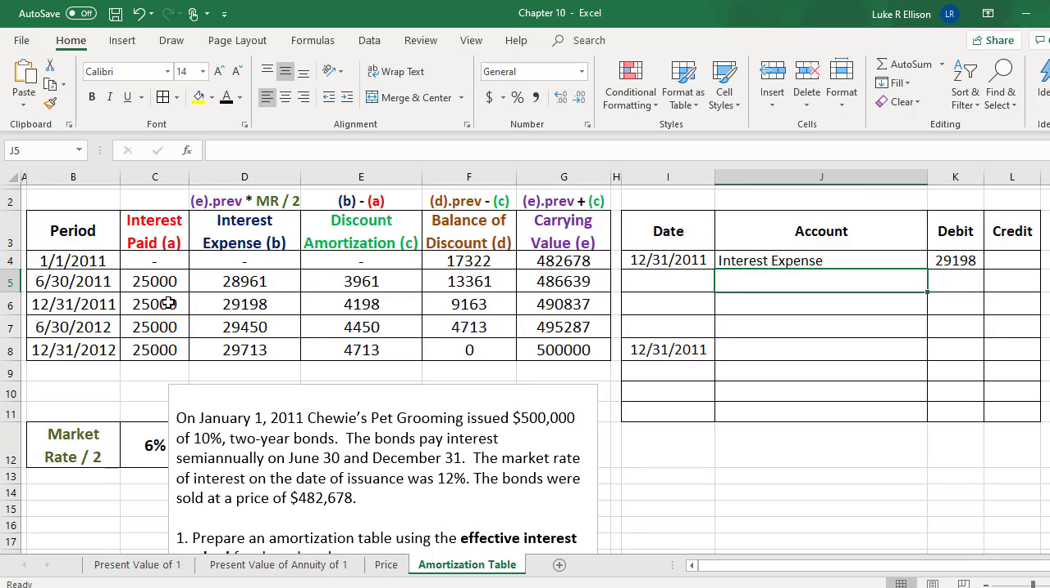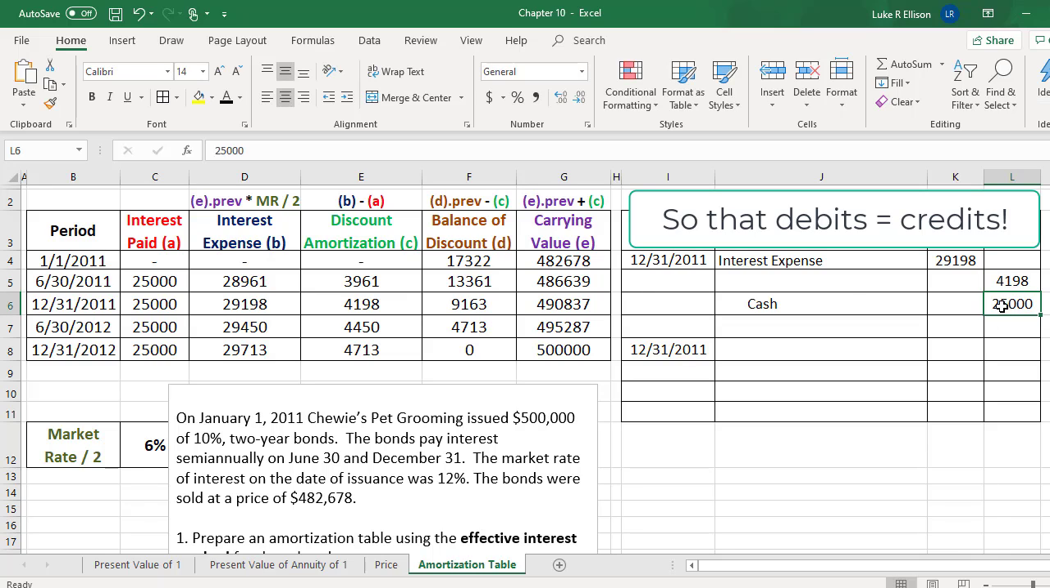Next, I know that if I have a payment, that's going to have to involve cash. And when cash is paid, that's going to have to be a credit to cash. So since I am not sure about the other account yet, I'm just going to leave a space, and I'm going to credit cash for $25,000. Now it seems clear that the difference here, which is the $4,198, must go on the credit side. And the title of that account is going to be Discount on Bonds Payable.